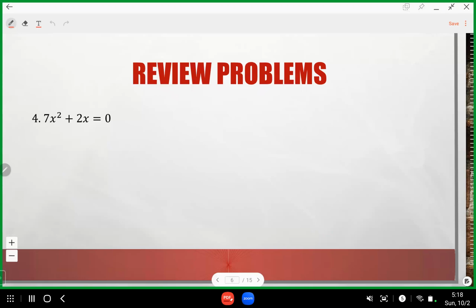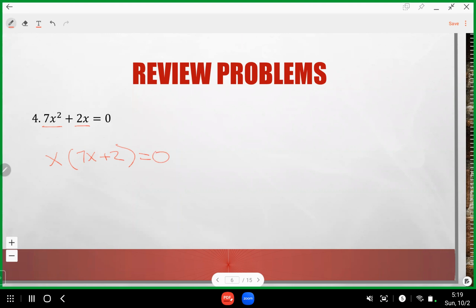It's already set to 0, right? So we can just get right into factoring. So what common factor can we factor out from both of these terms right here? X. Very good. So let's factor out x, and what's inside the parentheses? 7x plus 2. Nice. Okay. And now we use the zero product property, right? We'll review that later.